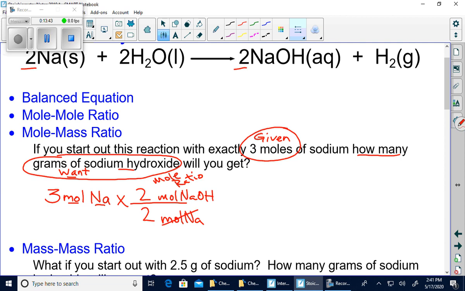Now, moles of sodium have canceled. So the next thing I want is grams of sodium hydroxide. Right now, if I stopped, I would have moles of sodium hydroxide. So I need to do another conversion factor where I put moles of sodium hydroxide on the bottom and grams of sodium hydroxide on the top. Now, this is molar mass.